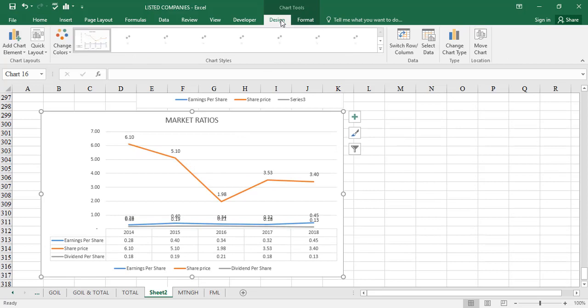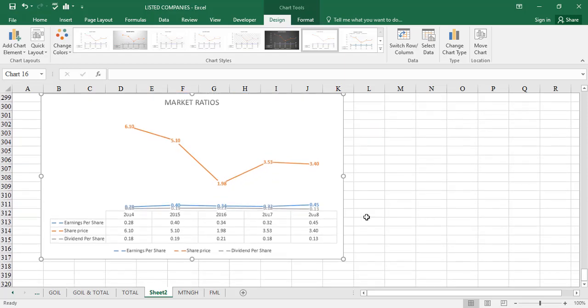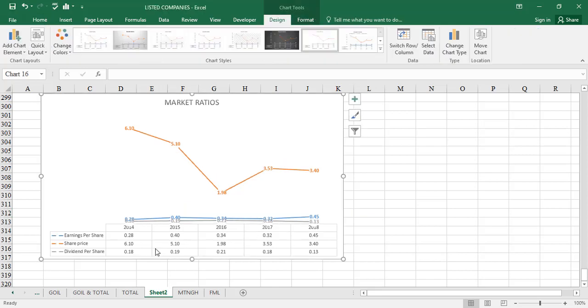Let's change the design. Okay, so let's stick to this. Not so clear, but we will manage, especially now that we're seeing the share price. Okay, so this has been the company's earnings per share, share price, and then the dividend per share throughout 2014 to 2018.